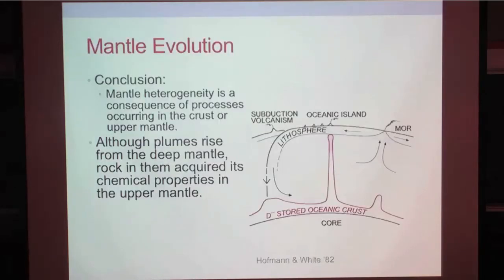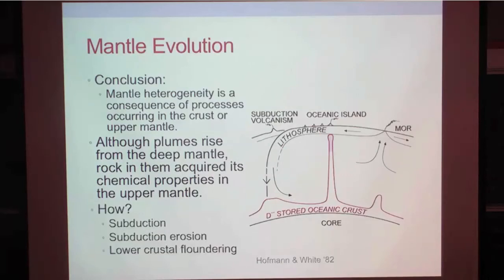All right, so conclusion. Mantle heterogeneity is a consequence of processes occurring in the crust and upper mantle. Although mantle plumes rise from the deep mantle, rock in them acquired its chemical signatures in the upper mantle. And so this was the idea we had back in '82.